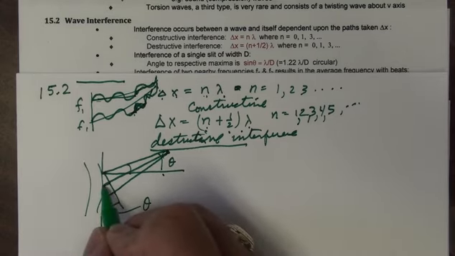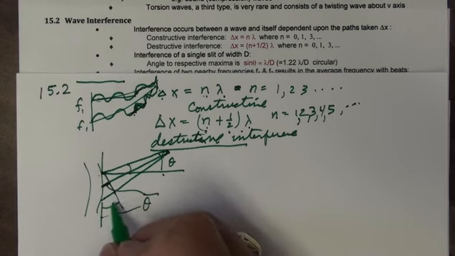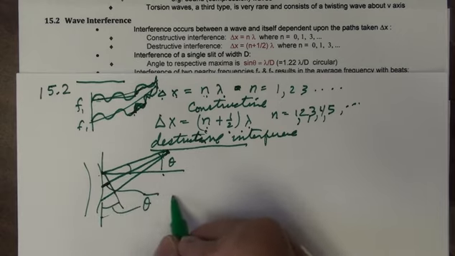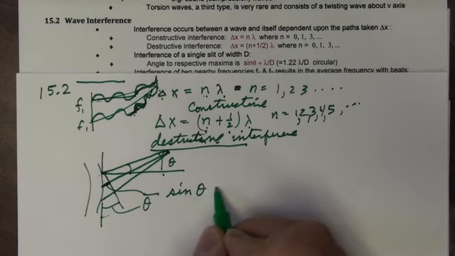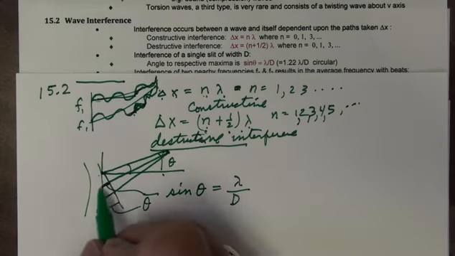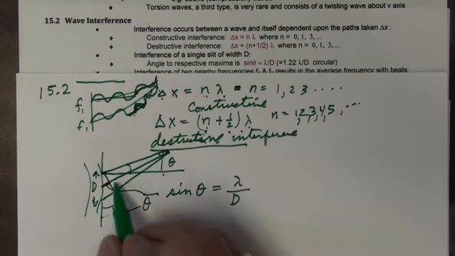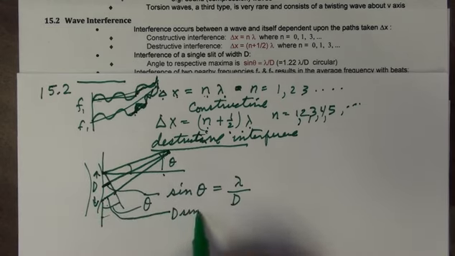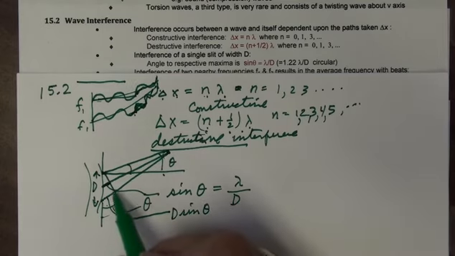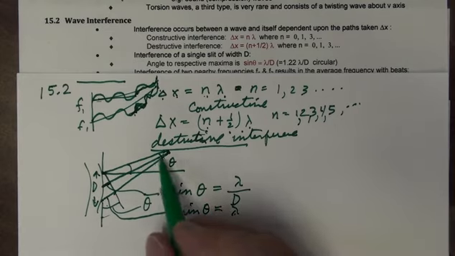Now we can say this path length here differs from this path length here by a certain amount. It is going to be such that I get interference if the sine of theta is equal to a wavelength divided by the distance. Why is that? Well, if this is the width of the slit, d, and d, this distance right here, is going to be d times sine theta, then you can see that this part here will be one wavelength away from this part here.